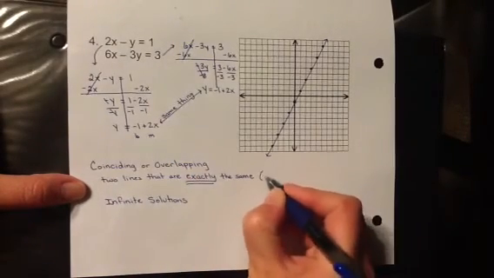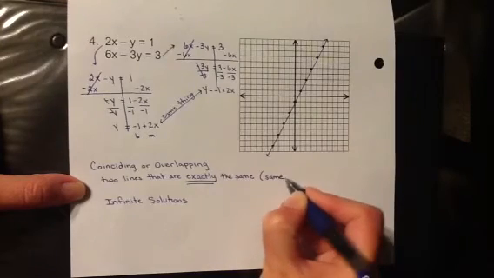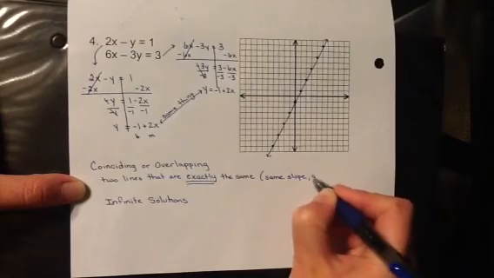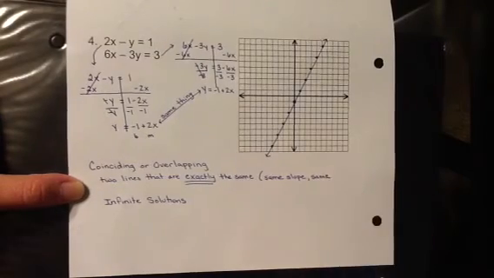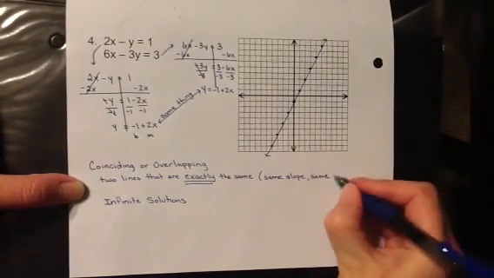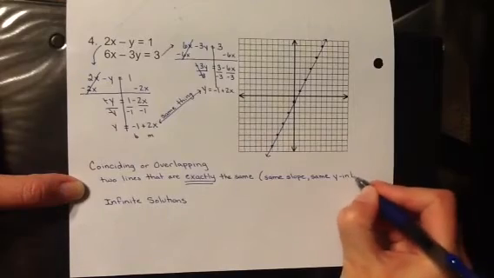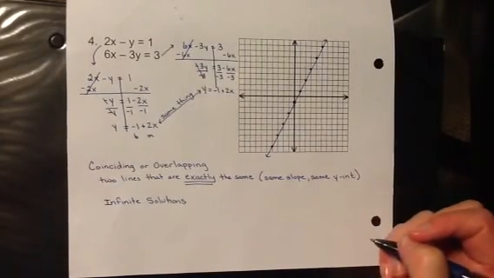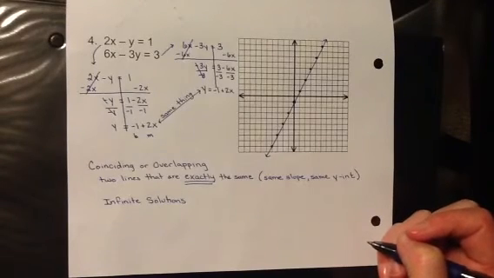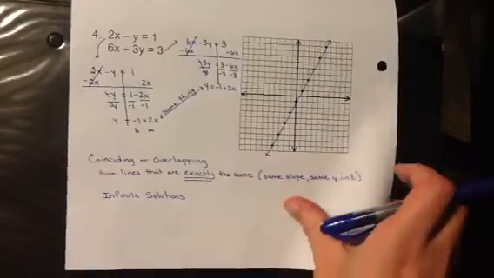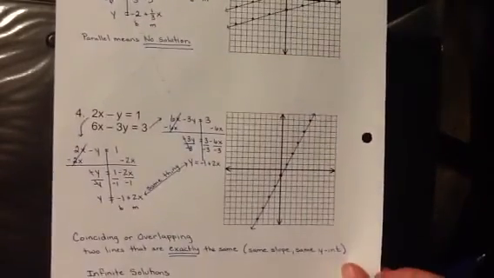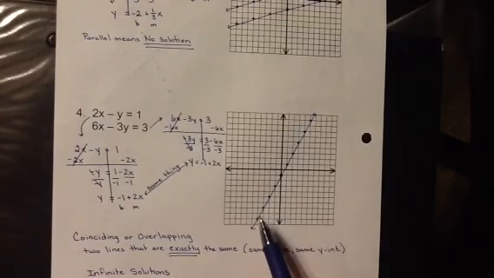And again, that means same slope, same y-intercept. Meaning they're all the same exact sign, they're the same numbers, they're the same everything. So those are basically your two special cases, parallel lines, which we did at the top, and then our coinciding or overlapping lines, which we did at the bottom.